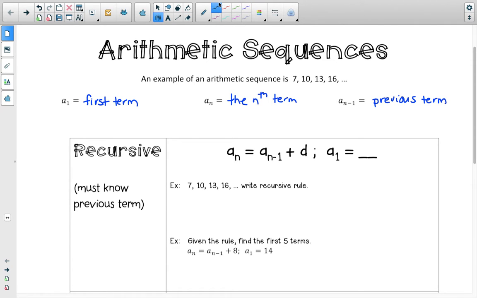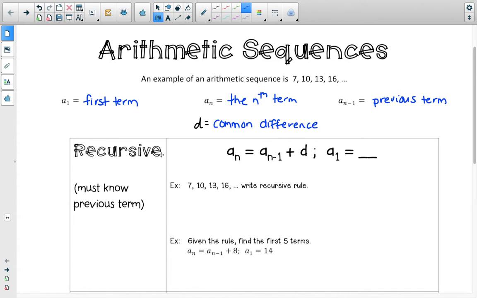One other piece that you need to know is the letter d. d in arithmetic sequences stands for the common difference. This means what is common, how are all of the numbers changing? Difference means how are they going to add or subtract. So in this case, all of the values look to be going up by 3.